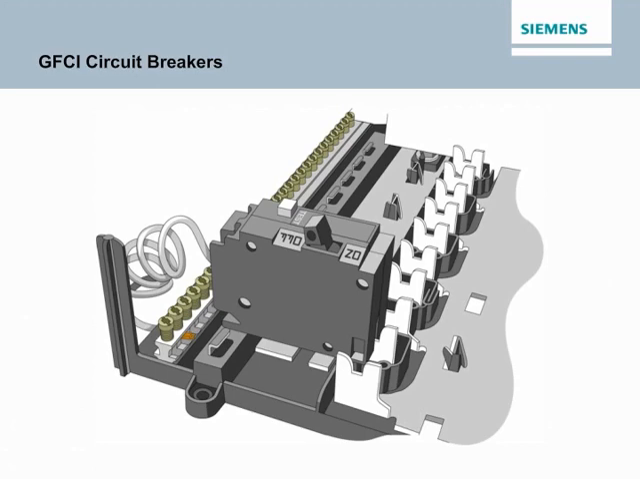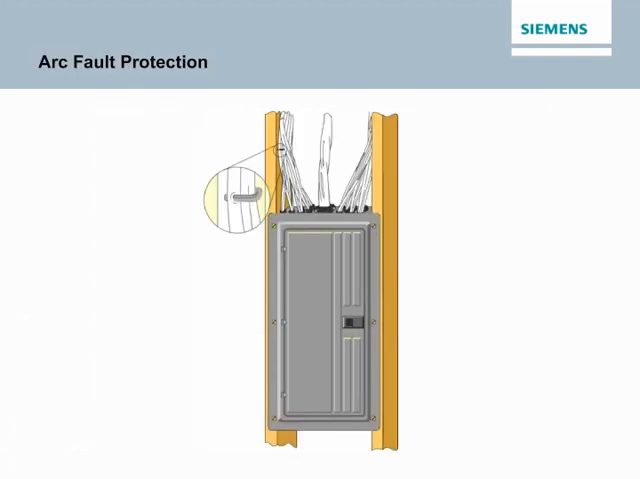Siemens GFCI circuit breakers mount in a load center in the same way as a standard circuit breaker, except that they have one additional wire, a white pigtail neutral lead, which connects to the load center's neutral bus. These breakers are also equipped with a test button to check the operation of the device after it has been installed. Arc faults are undesired arcs in which current flows in unintended ways, but in residential applications, usually not in sufficient amounts to cause a standard circuit breaker to trip.